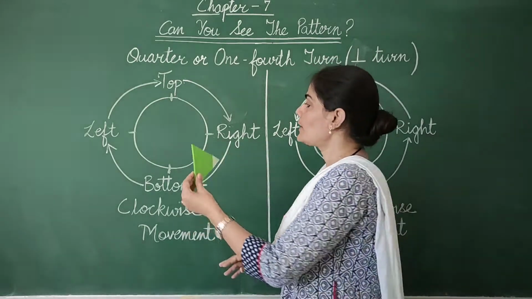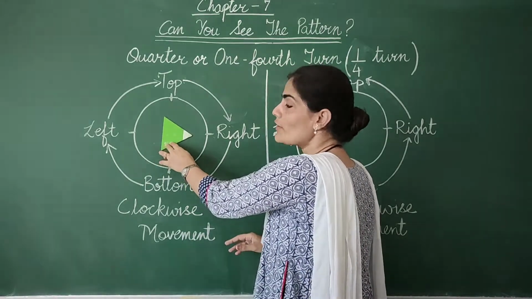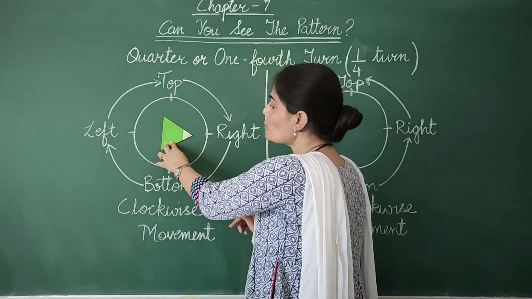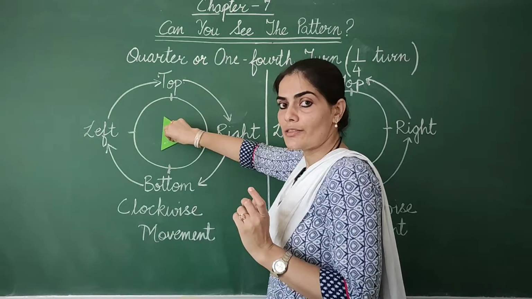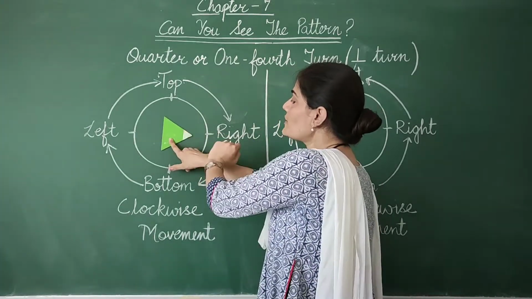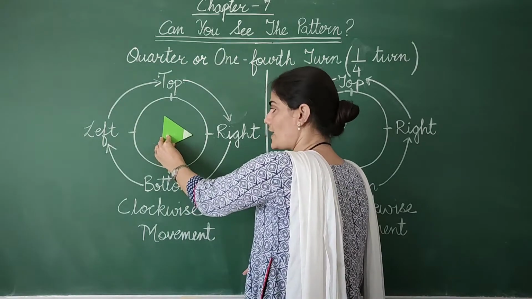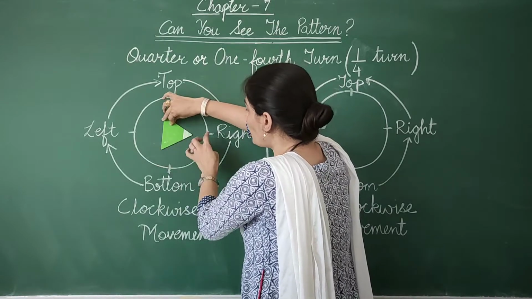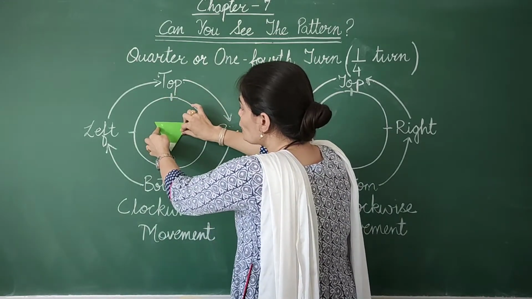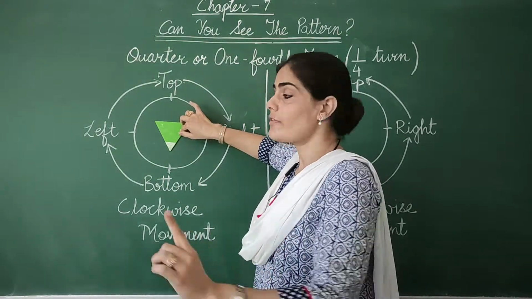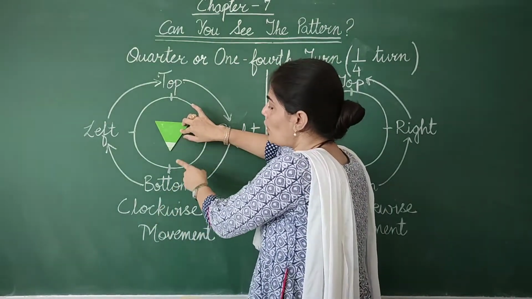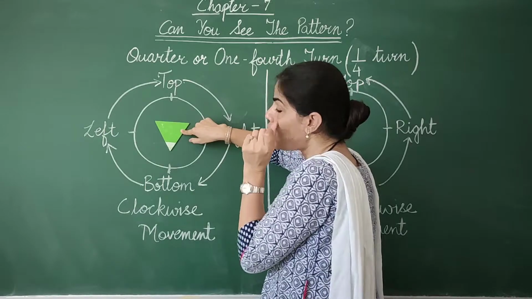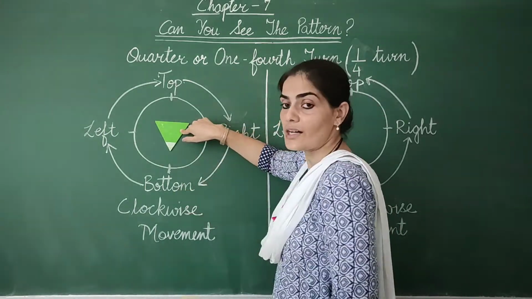Have you understood? Now, let's learn this with the help of this triangle. I have shaded the tip of this triangle white, so that you are able to make out the change in the position of the object. Where is it pointing? It is pointing towards the right. And if we give it 1/4 turn clockwise, then where will it go? From right it is going to move towards the bottom. So after 1/4 turn clockwise, the object is going to look like this. Where is the tip of the object pointing now? It is pointing towards the bottom.